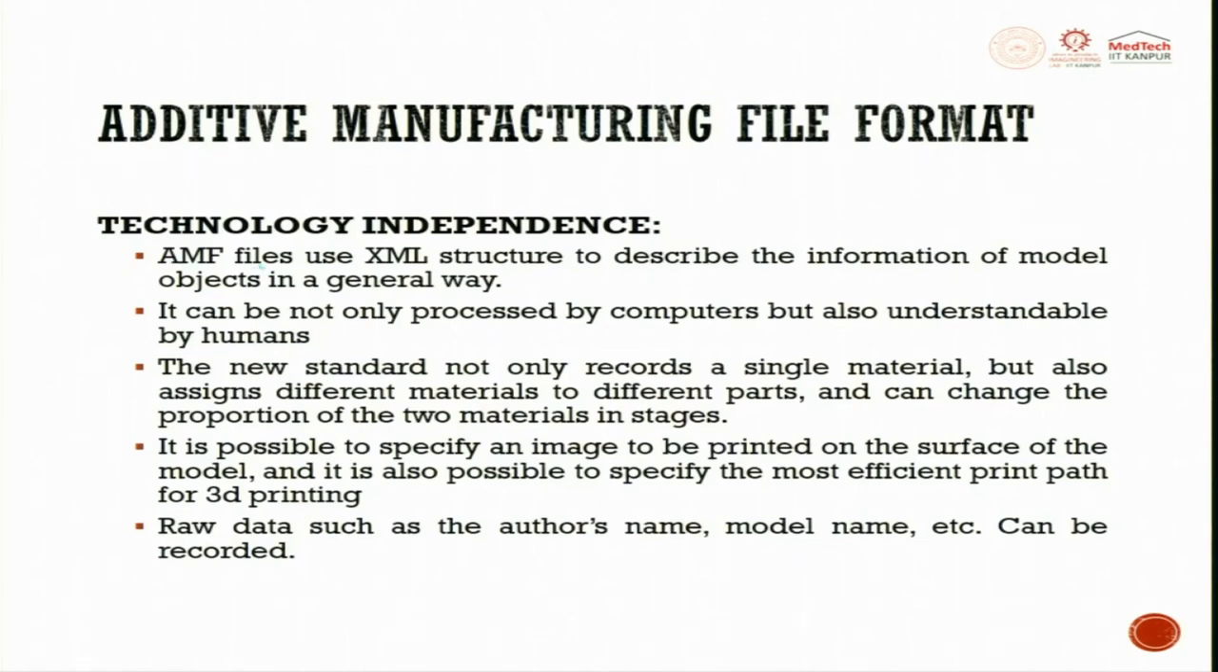AMF, the additive manufacturing file format, uses an XML structure to describe the information of model objects in a general way. It can be not only processed by computer but also understood by humans. The new standard not only records a single material but also assigns different materials to different parts and can change the proportion of the two materials in stages. For example, if you want to mix two materials, you can do it. It is possible to specify an image to be printed on a surface of the model, and also to specify the most effective print path for 3D printing. Raw data such as author's name and model name can also be recorded.